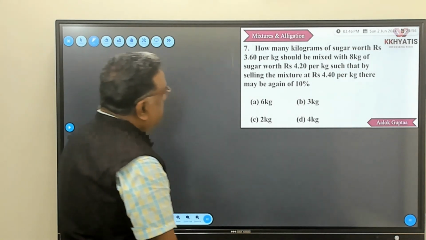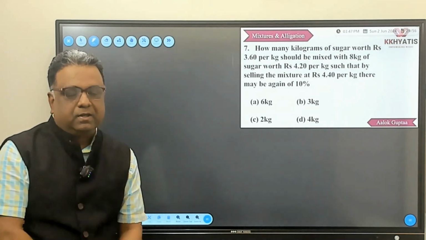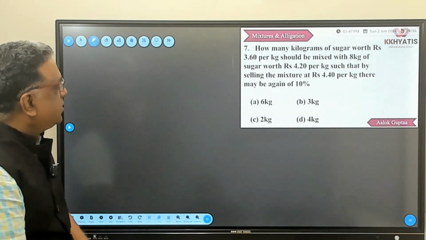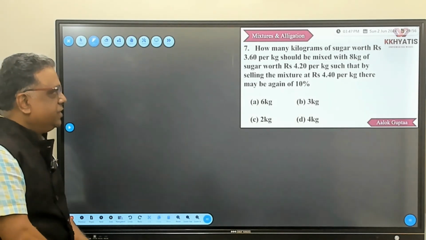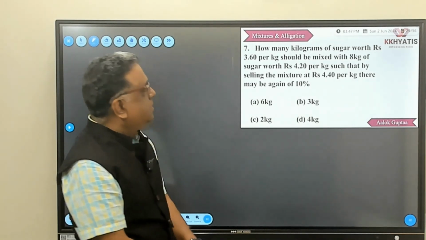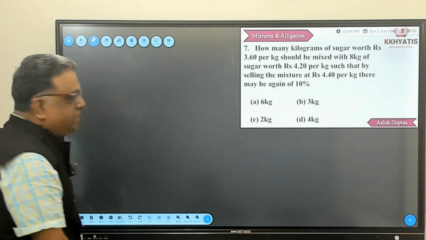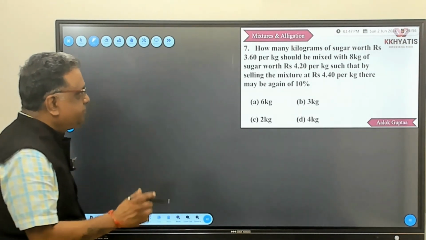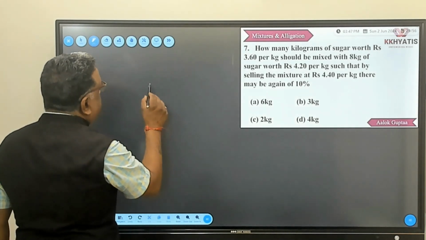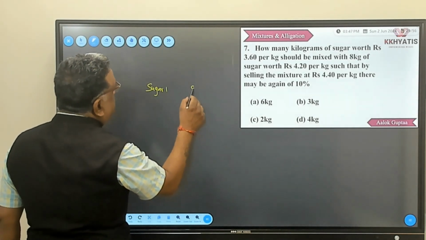How many kilograms of sugar worth rupees 3.6 per kg should be mixed with 8 kg of sugar worth rupees 4.2 per kg, such that by selling the mixture at rupees 4.4 per kg, there may be a gain of 10%. So I will say that sugar type 1 and sugar type 2.